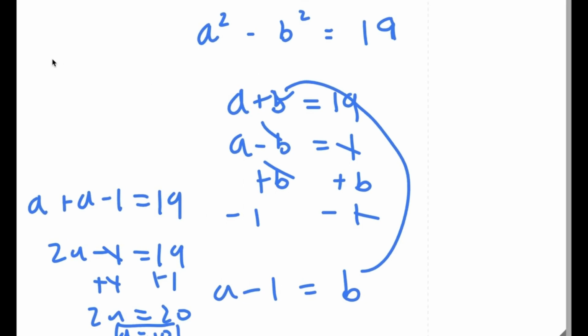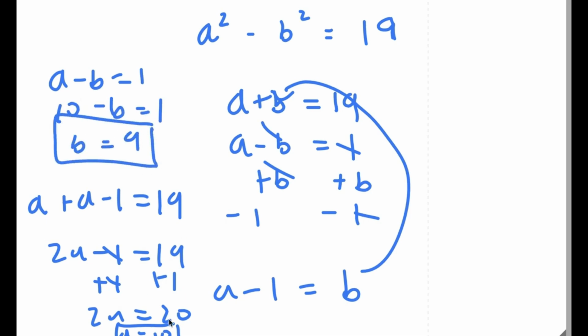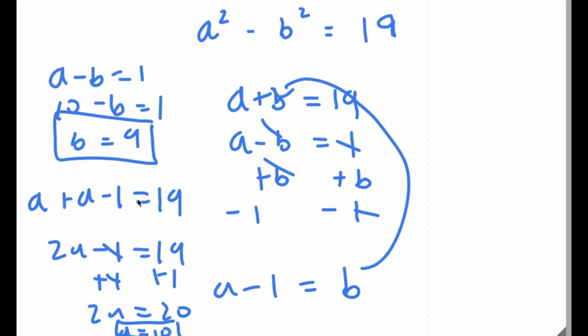So if a is 10, then this means that I simply have to plug into one of these equations. So if a minus b is equal to 1, a is 10, so I have 10 minus b is equal to 1, meaning b is 9. So a equals 10 and b equals 9. These are my answers.